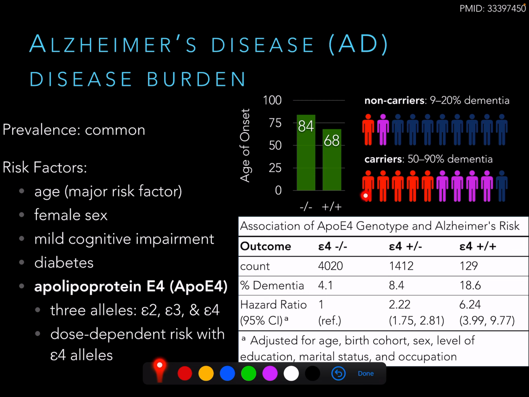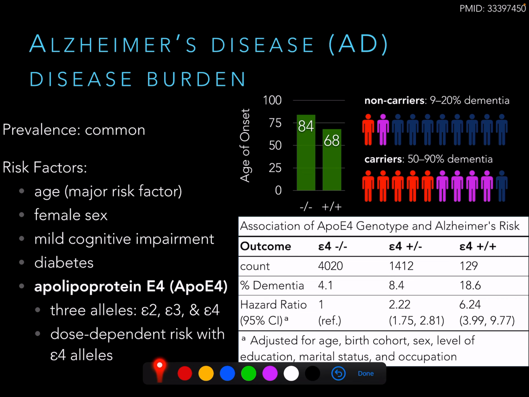Now, if you have ApoE4, if you have the epsilon 4 allele and 2 copies of it, half of the people will get it, and another 40% on top of that might get it. So we see a range of 50 to 90% developing dementia, with only 10% of folks guaranteed safe.